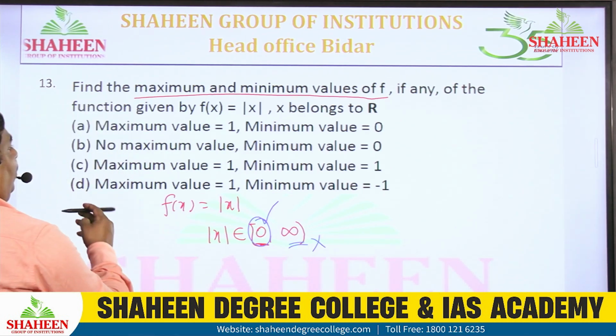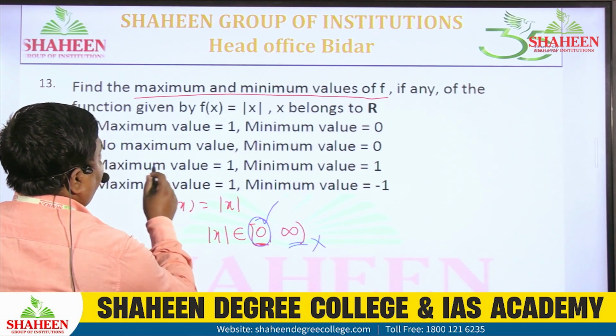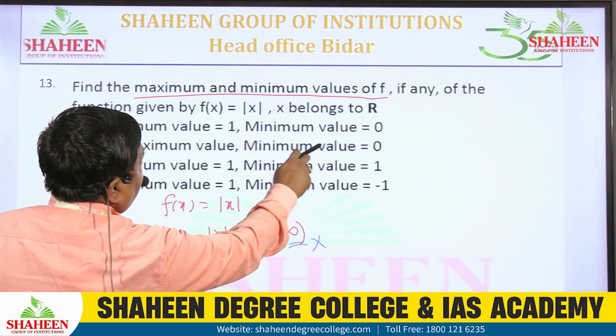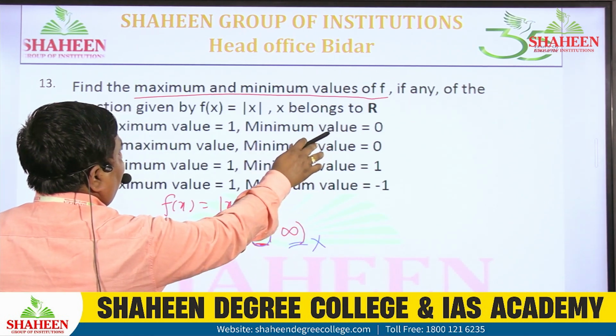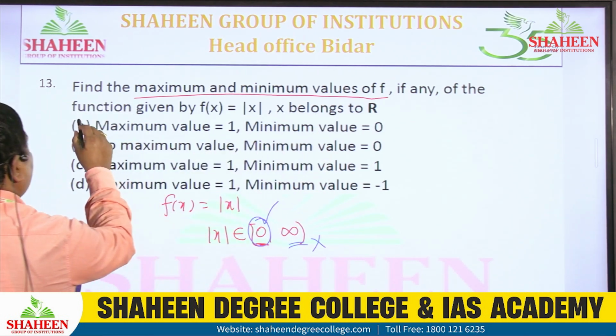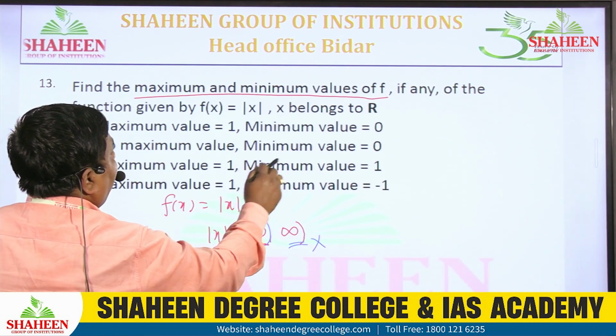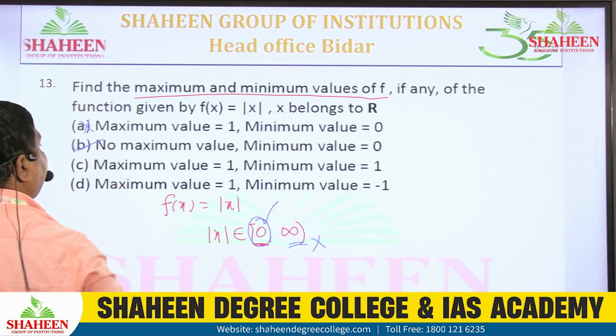So we are checking for this option. Minimum value is 0, maximum value 1? The minimum value 0 is correct, but maximum value 1 is wrong. No maximum value, okay, it is right. And minimum value is 0. Yes, the second option is correct.